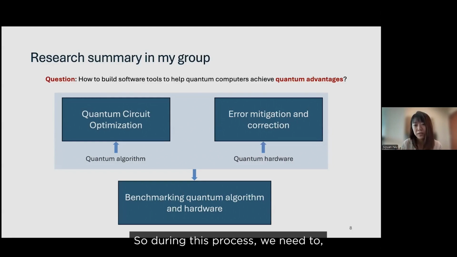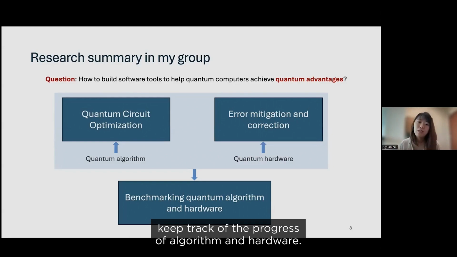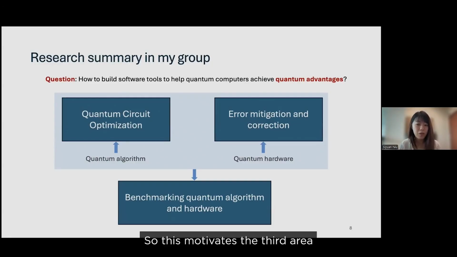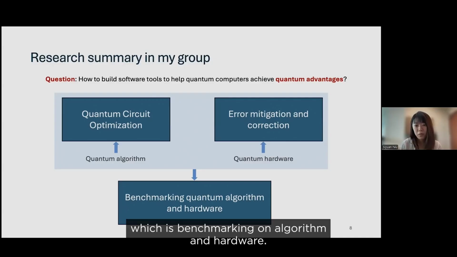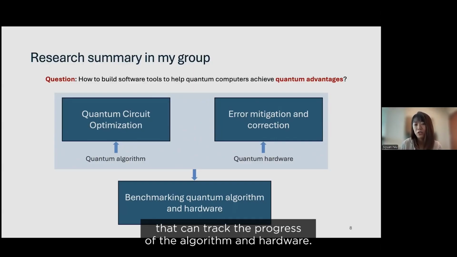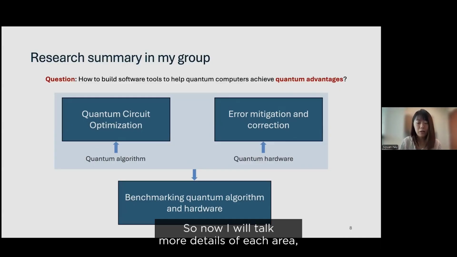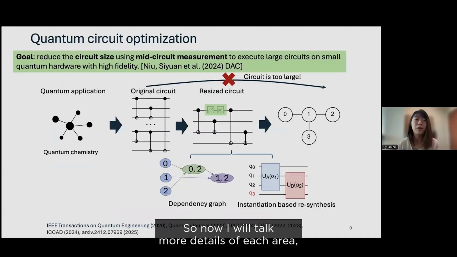So during this process, we need to keep track of the progress of algorithms and hardware. This motivates the third area, which is benchmarking quantum algorithms and hardware. We propose benchmarking protocols and frameworks that can track the progress of algorithms and hardware and evaluate how far we are from achieving quantum advantage. Now I will talk in more detail about each area.